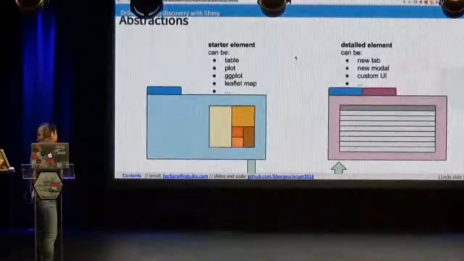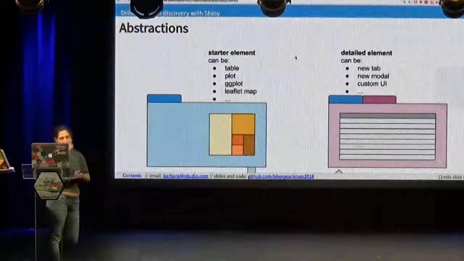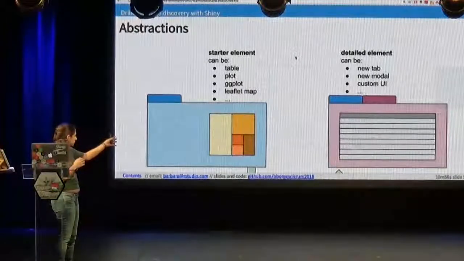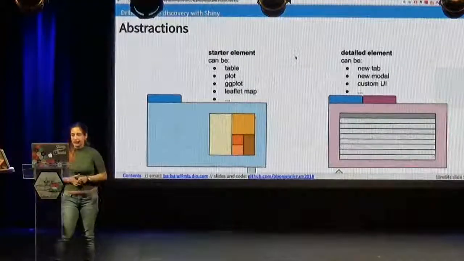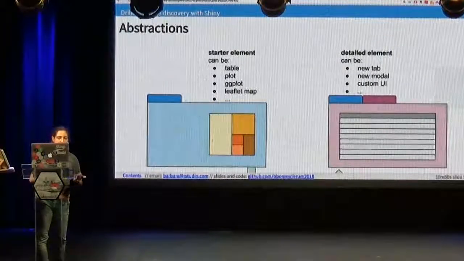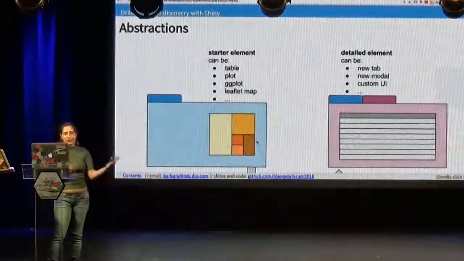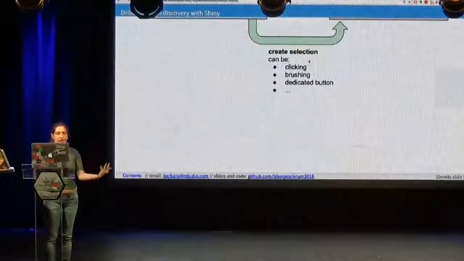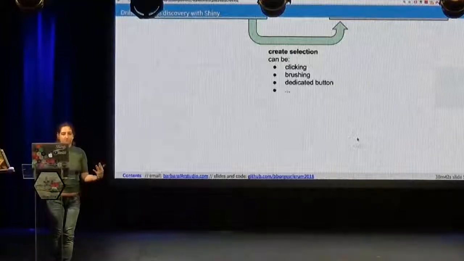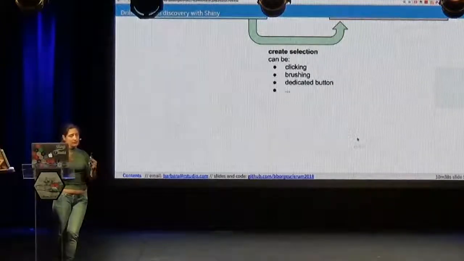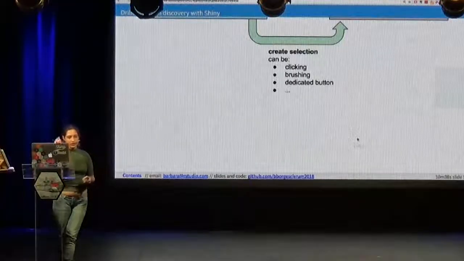Moving on to the second part of my talk, this is the abstraction I was talking about. It's funny that it's actually showing the one thing that did not work this time. But the idea is you have the starter element, which was the plot, but it could also be a table, a leaflet map, or whatever. Then you've got some selection, something you do that can be clicking, brushing, or a dedicated button, as in the drilling up, in which I actually clicked.